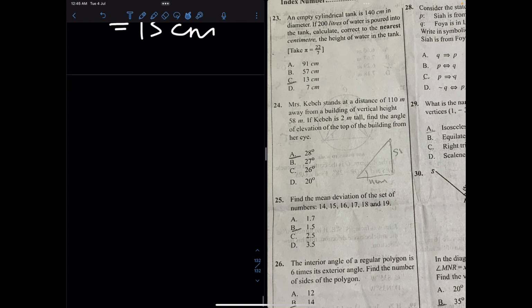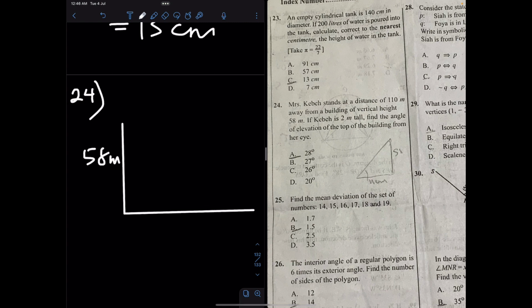Now we go straight to the next, which is number 24. Mrs. KB stands at a distance of 110 meters away from a building of vertical height 58 meters. Let this be the building. The height of the building is 58 meters. Mrs. KB is 110 meters away from that building. Let this be where Mrs. KB is, 110 meters away from the building.